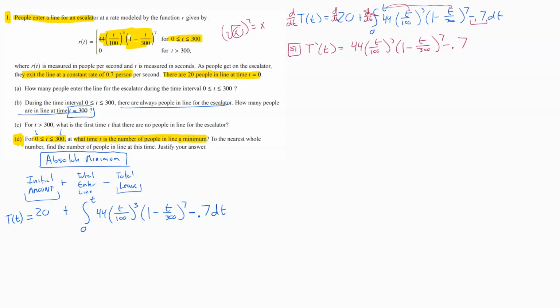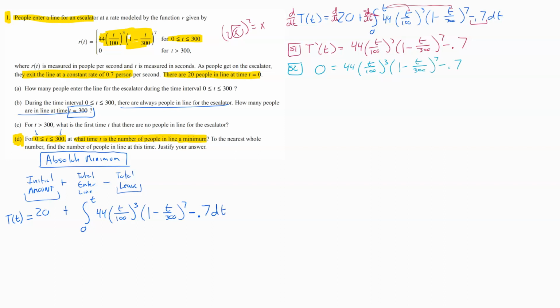Then step 2 of the process is we need to go find critical values. Critical values occur when our derivative equals 0 or our derivative is undefined. And so we're going to set this thing equal to 0 right here.